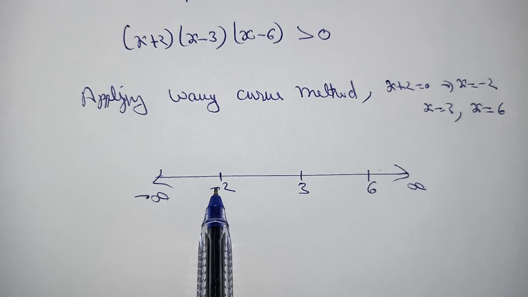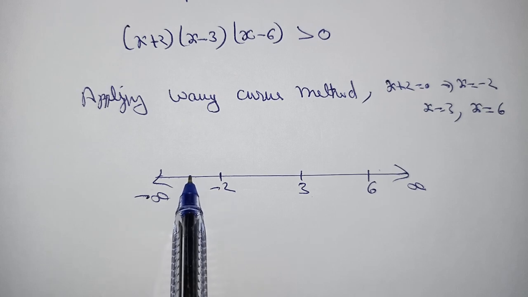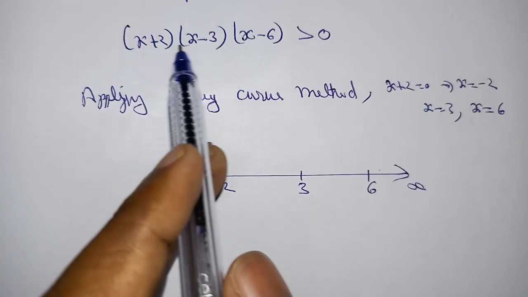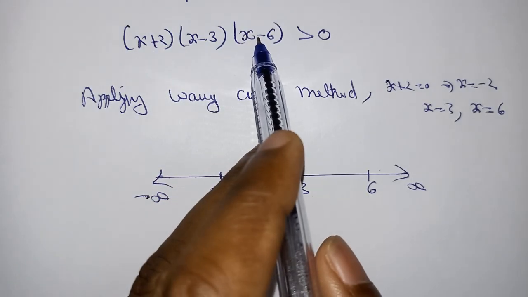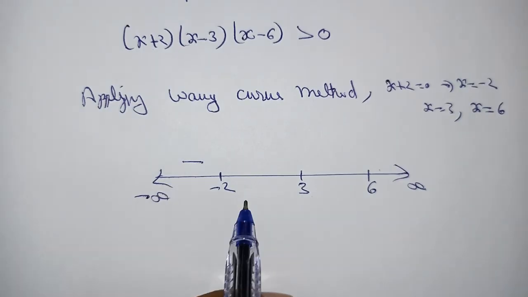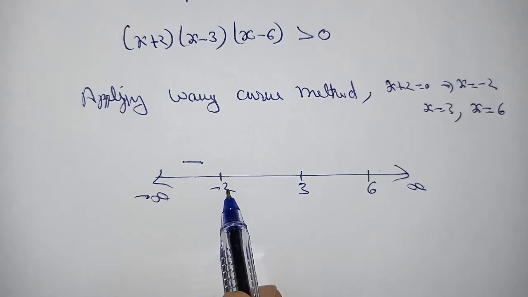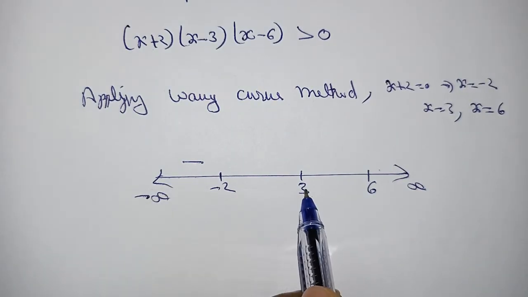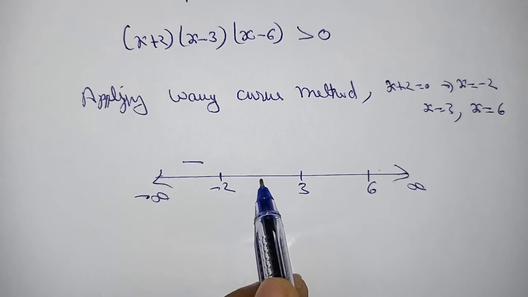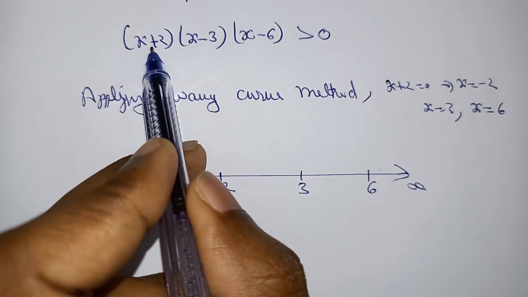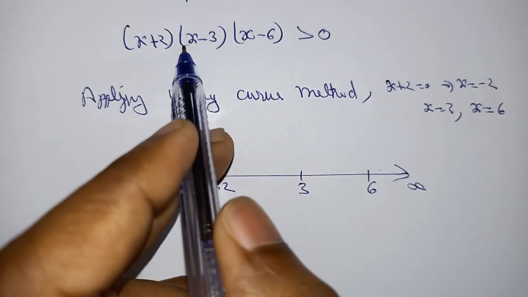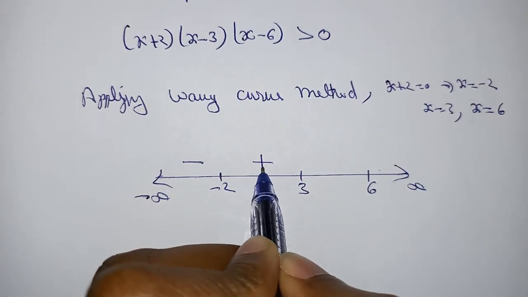So for all values less than -2, when you put any value less than -2, this portion will be negative, this portion is again negative, this portion is again negative, so three negatives, that means the whole portion is negative. And for values greater than -2 and less than 3, whenever we take any value that lies between these, this portion is positive, this portion is negative, this portion is negative, so overall we have positive.